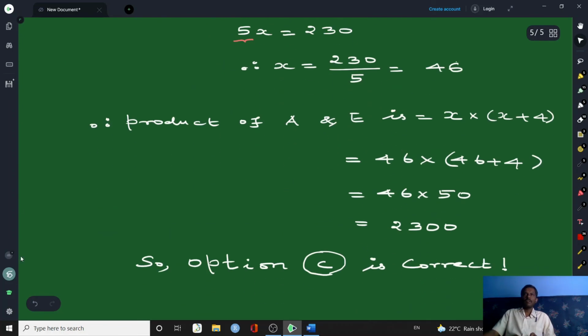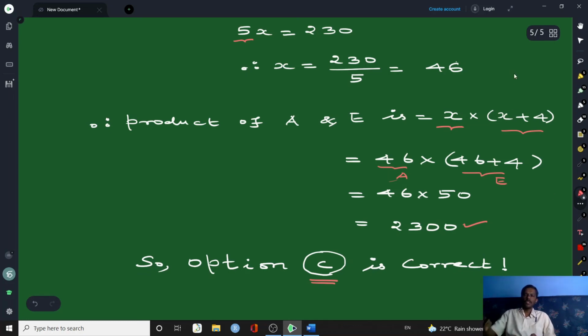Having found A, the product of A and E is, A is X and E is X plus 4. A is 46 that we have found just now, and E is 46 plus 4, which is 50. So this is A and this is E. When you multiply these two, what will you get? 46 multiplied by 50, you will get 2300. So that corresponds to option C. So option C is the correct answer.